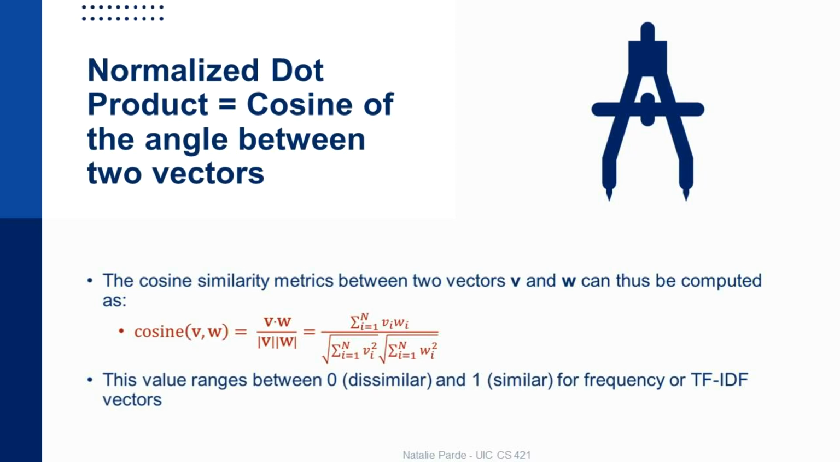So then we end up with a nice tidy equation that looks like this. In the numerator, we have the dot product between the two vectors v and w, and in the denominator, we have the product of the two vector lengths. The resulting value will range between 0 and 1, with a cosine similarity of 1 meaning that the vectors are identical to one another, and a cosine similarity of 0 meaning that they're orthogonal to one another.